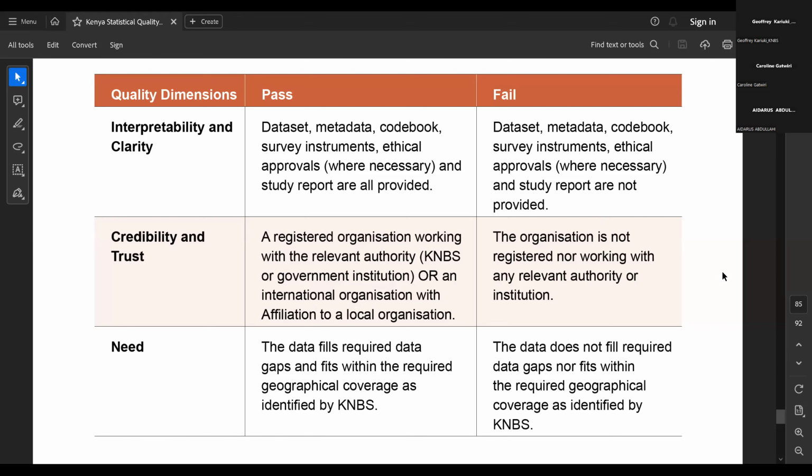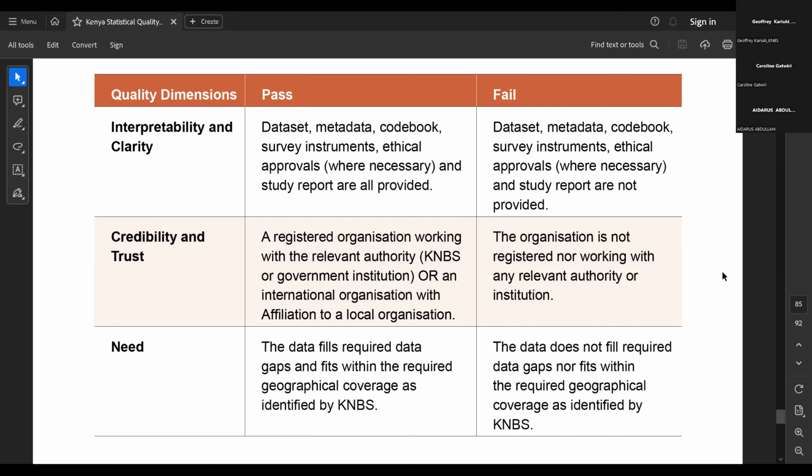And when we talk about a pass, we say the data fills required data gaps and fits within required geographical coverage identified by KNBS. So we have the geographical coverage, and we are talking about the national, the county, and lower levels. So for reporting for SDGs, we are taking the national or using the proxies at the counties. But remember, we are talking not only about the SDGs. Most of the CSOs operate in the counties, and we have counties coming up with county integrated development plans. And most of those counties have a big challenge in coming up with data for policy that informs them about areas that they can target in the counties.